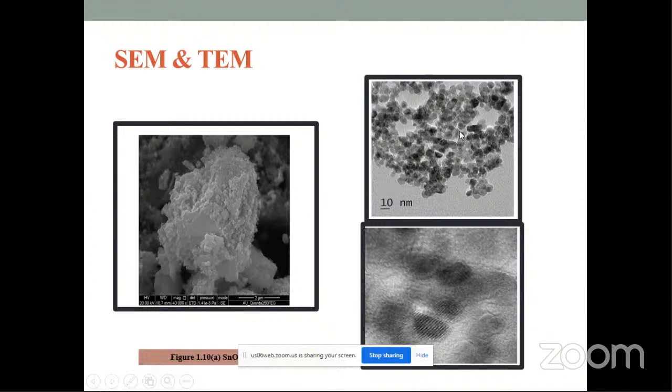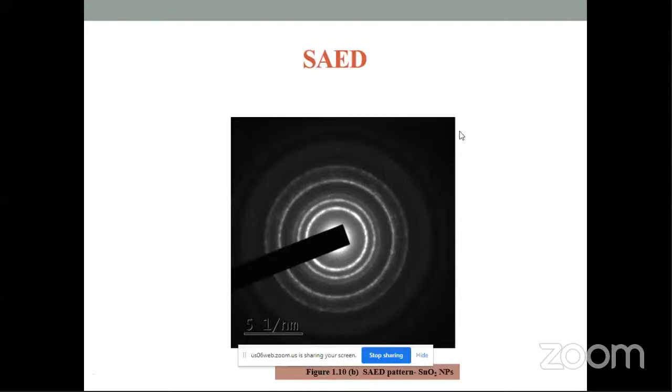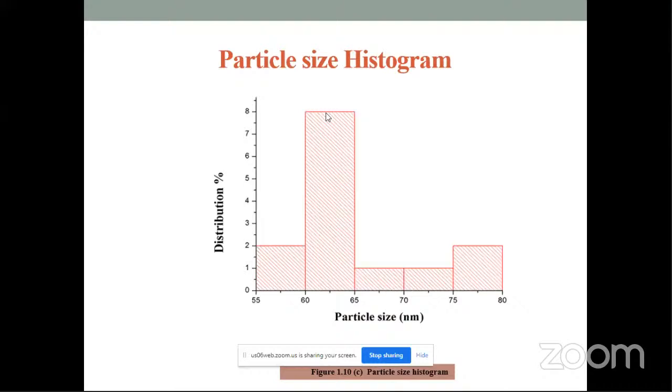spherical form. And we are taking the SAED, the selected area electron diffraction pattern. It confirmed that the HKL values were in agreement with those of the XRD results. That is why we have taken SAED, and we have taken the particle size histogram, and the synthesized nanoparticle distribution was found to be between 60 and 65 nanometers. So that is also one of the areas we have gone through.